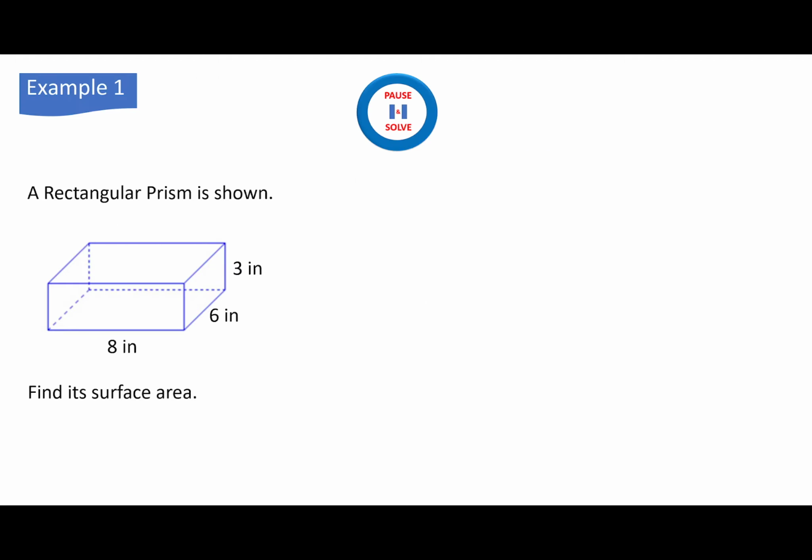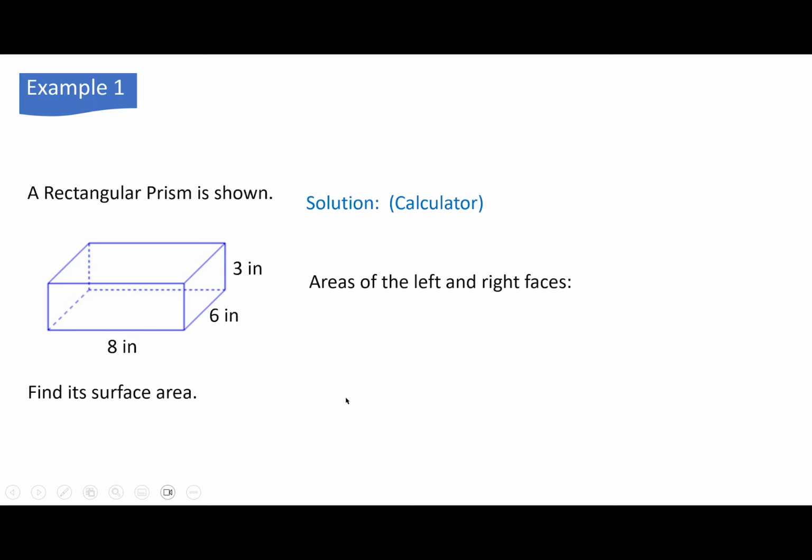Example 1. A rectangular prism is shown. Find its surface area. So here you have 6 faces. This looks like a tissue box. You have 6 faces, okay? Right, left, front, back, top, and bottom, okay? So what is the area of the left and right faces? 2 of them, they're equal. Each of them is a rectangle, so 6 times 3 times 2, you get 36 square inches.